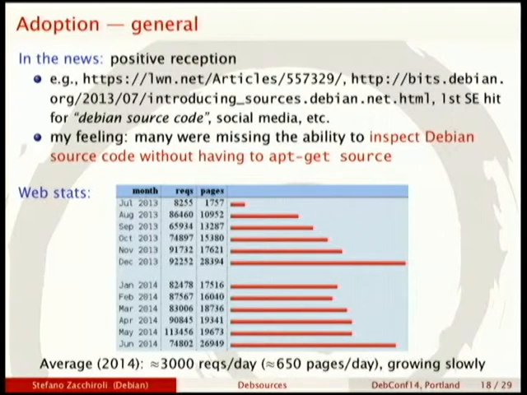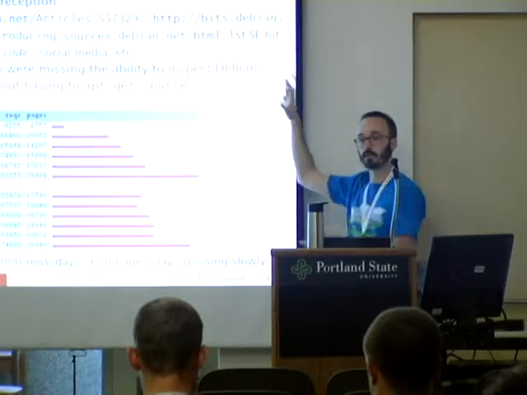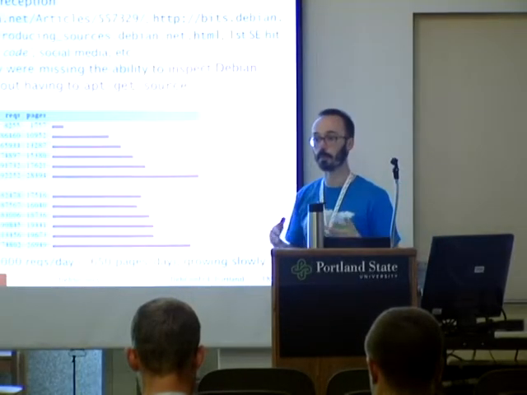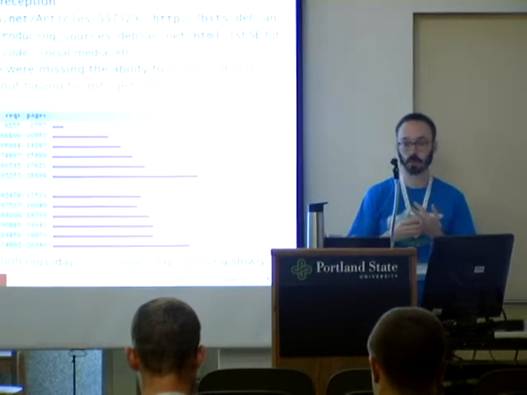Adoption in general, the reception seemed to have been quite good. LWN talked about that. There have been some blog posts on the official Debian blog, and I was really happy about that. It's kind of increasing, so we are at about 3,000 requests per day. It's slowly increasing. And my feeling is that people were generally quite annoyed of having to do apt-get source or maybe debcheckout before being able to look at a single line of code in a specific Debian package. So even if the idea is essentially straightforward, this service is filling something we were missing in our infrastructure for quite a while.